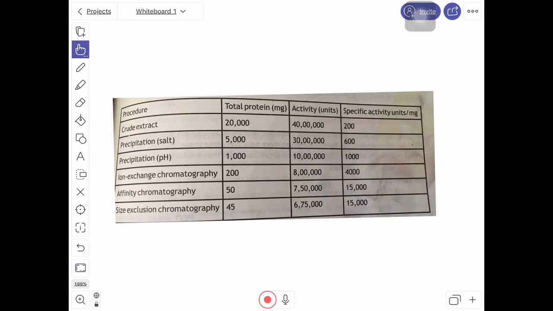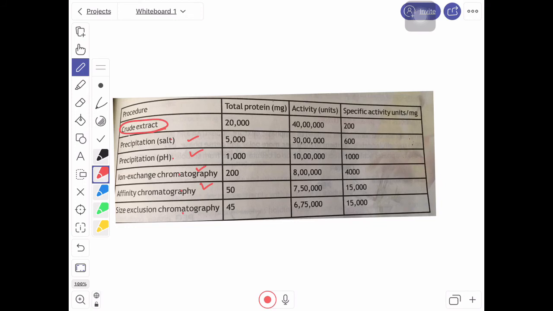Next important thing given in your textbook is a table, which is showing different steps used for extracting or purifying a protein. You can see here 1, 2, 3, 4, 5 steps. Just keep this in mind. There are 5 steps, and when you do different steps for protein purification, how do you monitor that the protein is getting purified or not? So this table will help you to understand how we are monitoring the purification of proteins.